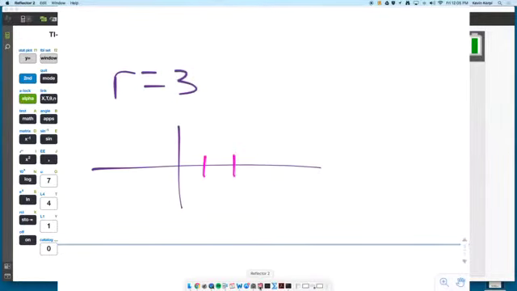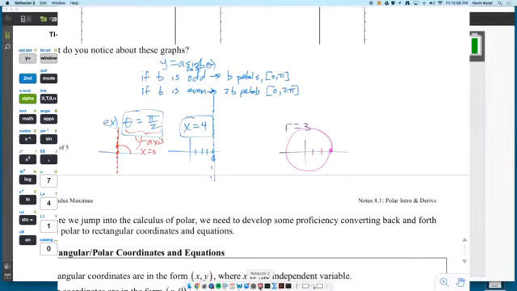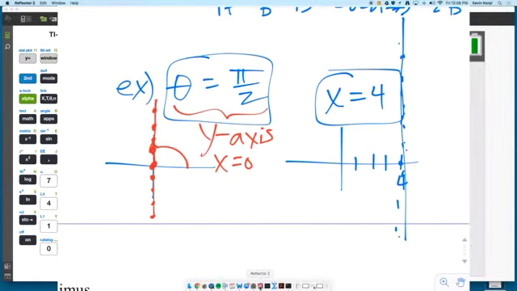3. So come out 3 units, and then let theta be anything as long as you're 3 units from the center. What do we call that shape? A circle. Now that's going to be a circle whose radius is 3, centered at the origin. That's different from the circles we first saw where they were offset. Okay? So if you just have r equals, it's a circle centered at the origin. If you just have theta equals, it's going to be a vertical line.